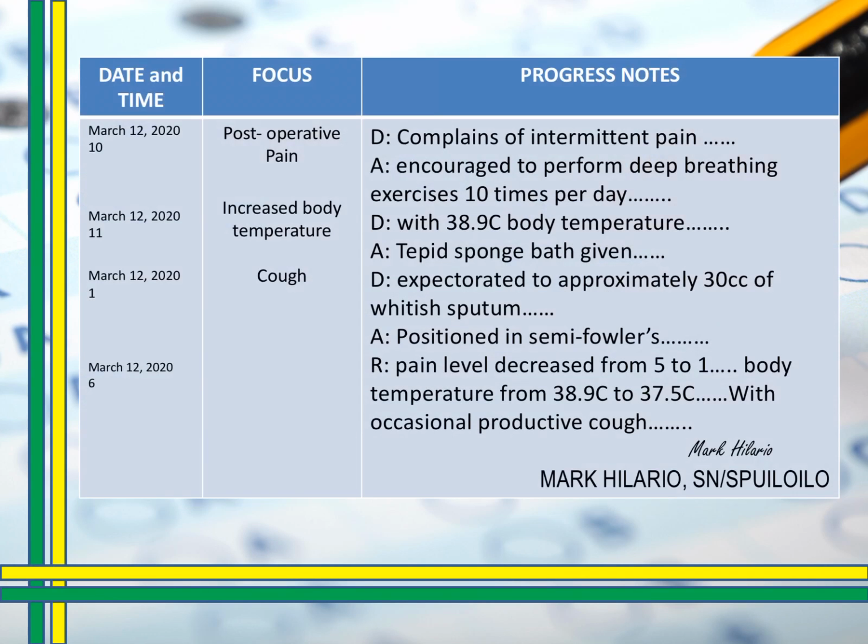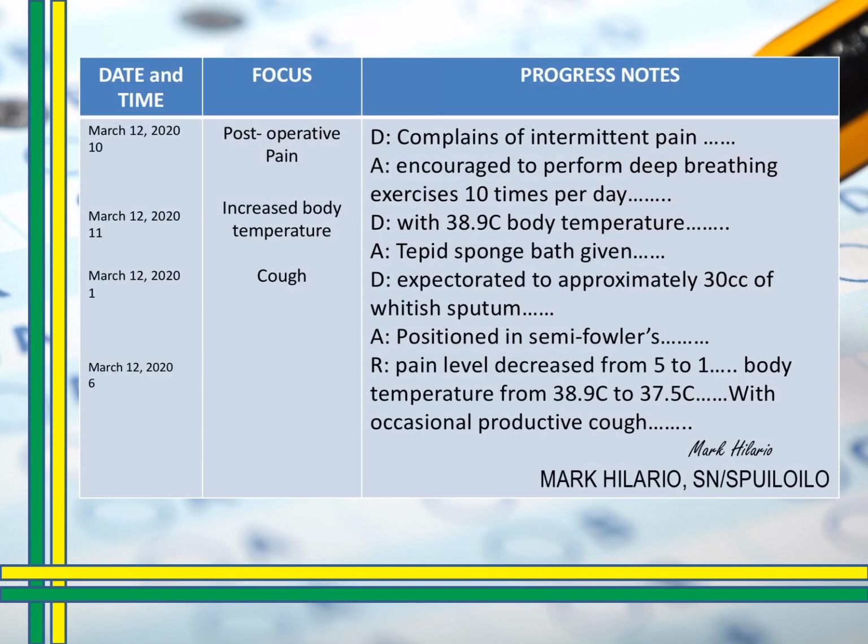So you have to write the D for your increased body temperature, with 38.9 degrees Celsius of body temperature, etc. Then you write your A, your actions or your nursing interventions. Then by 1 p.m. you also identified that the patient has cough. So you write there D, expectorated approximately 30 cc of whitish sputum, etc. Then you write your A, your actions or your nursing interventions for that problem. Now it's time for you to evaluate for your response. So you have to write the date and the time. As I have mentioned, it is usually written by 6 p.m. if you are in a morning shift duty. So we have there the response, R.